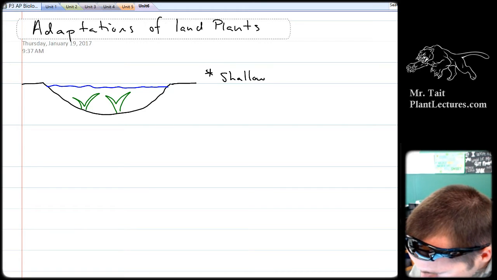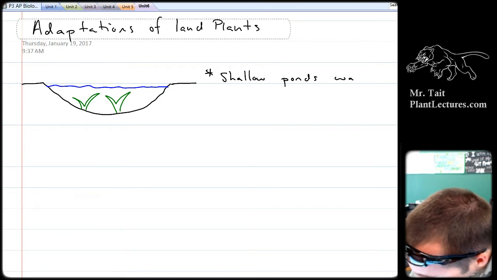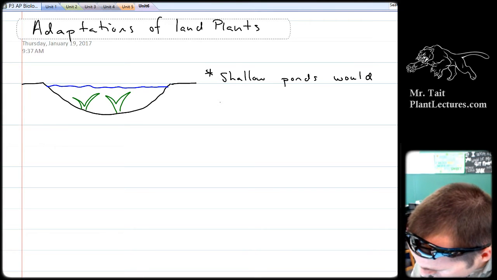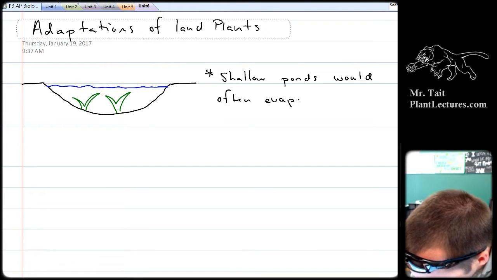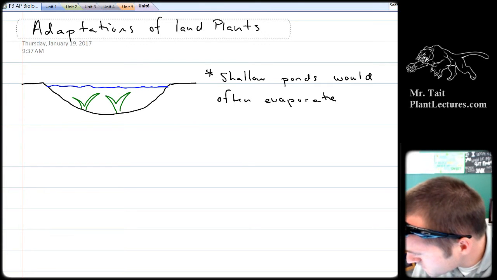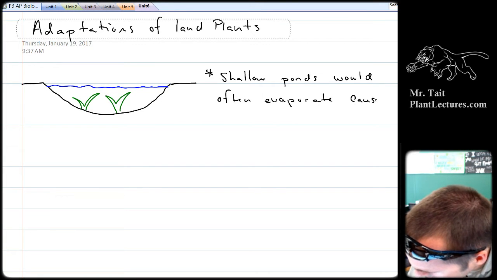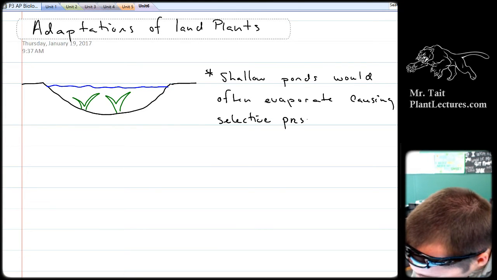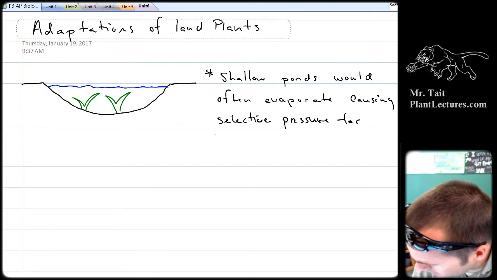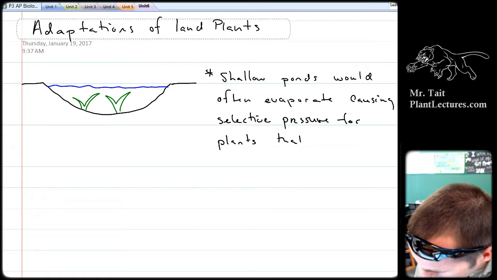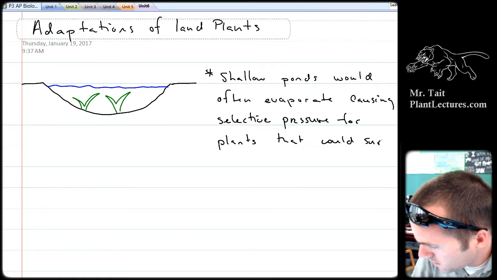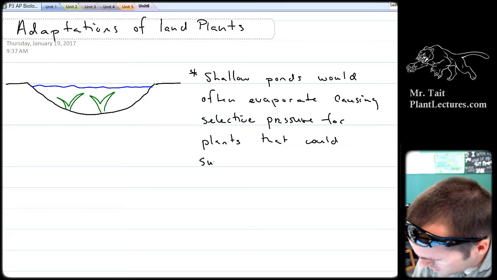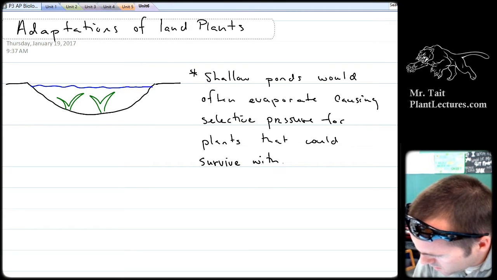shallow ponds would often evaporate, causing selective pressure for plants that could survive without water.